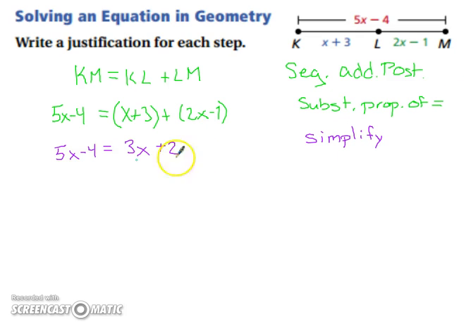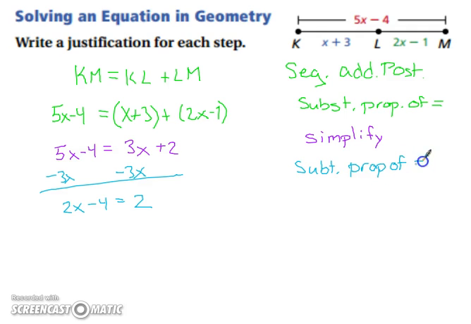Alright, well, now we can begin to solve. So we can subtract 3x from both sides of the equation, as we want to get x to the same side. So we have 2x minus 4 equals 2. So we have the subtraction property of equality.